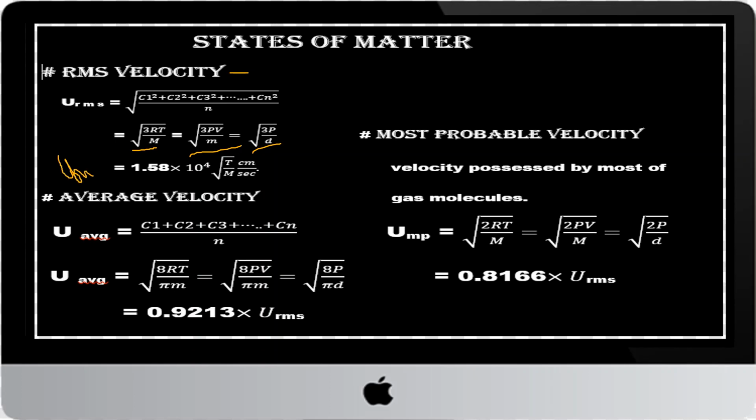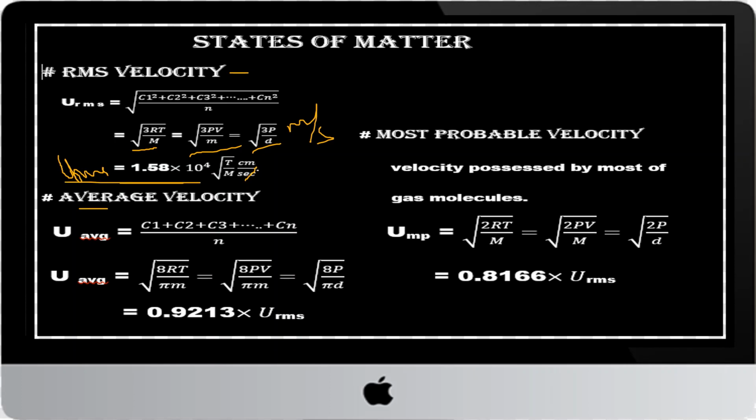Mostly they will ask for RMS velocity itself. In terms of units, mostly it will be in meters per second, but here it's centimeters per second. That's 1.58 × 10^4 root over T by m. This is the RMS velocity in centimeters per second.